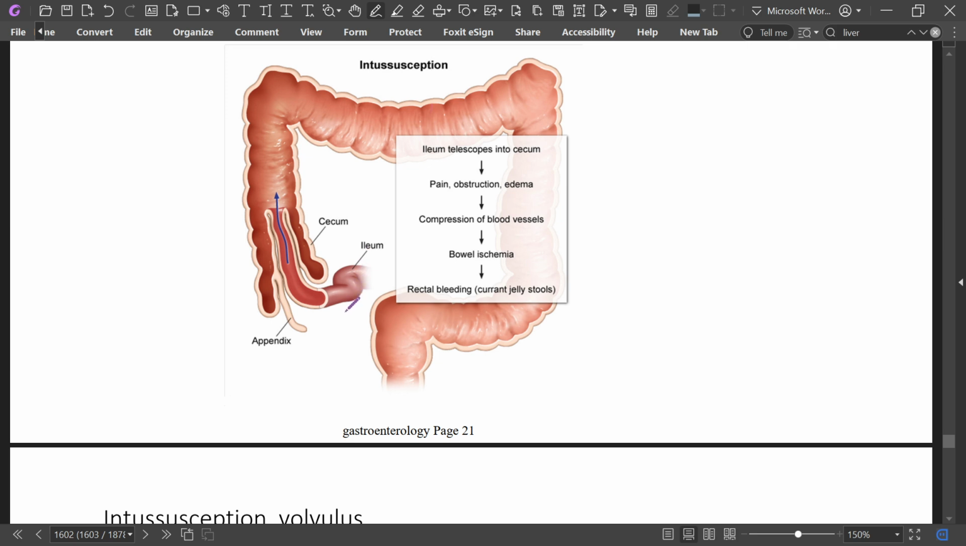The ileum telescopes into the cecum. There may be pain, obstruction, edema, and compression of the blood vessels, maybe bowel ischemia, as this portion is telescoped. So there is ischemia and thus rectal bleeding may happen.